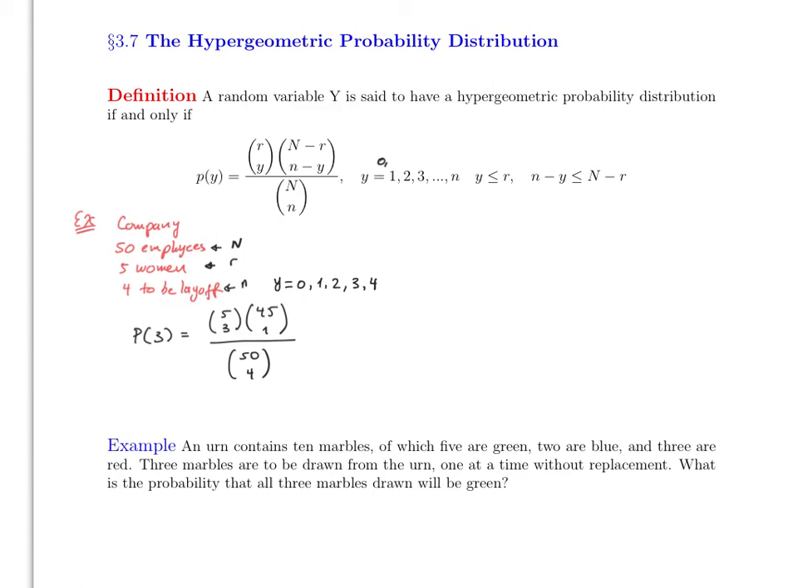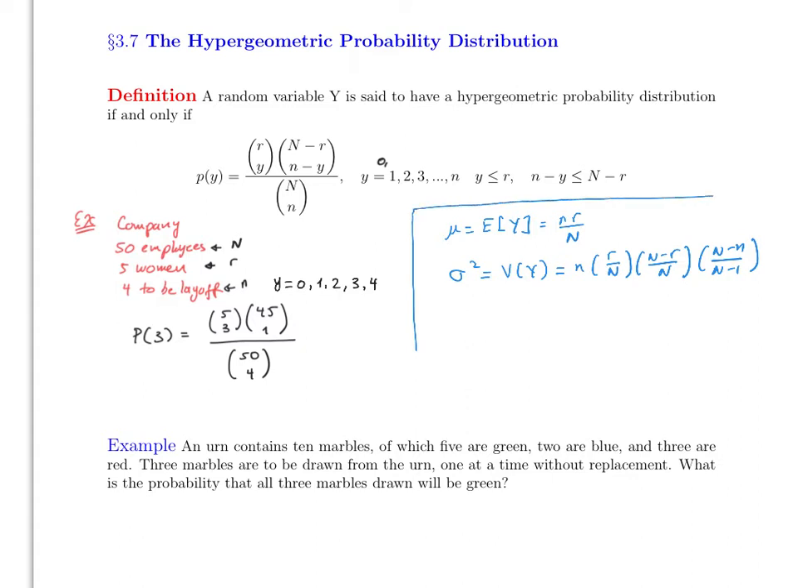Now, since this is a random variable, obviously it needs to have an expected value and also a variance. And the expected value is equal to n times r over capital N, and the variance is equal to n times r over capital N, times 1 minus r over capital N, times capital N minus n over capital N minus 1. This one is a lot more tricky to get, but it's not impossible.